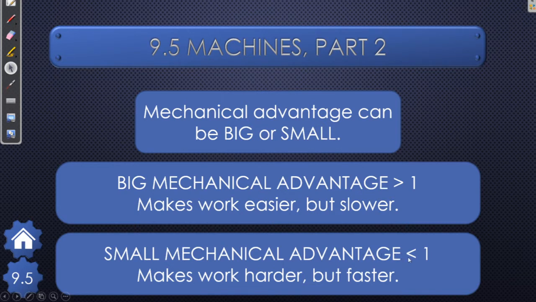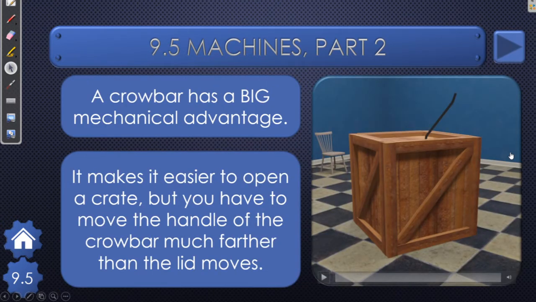If the mechanical advantage of a machine is less than 1, it makes the work harder. It requires more force to do the work, but it gets the work done faster. So it just depends on what type of job you're trying to do, which type of machine you would choose.